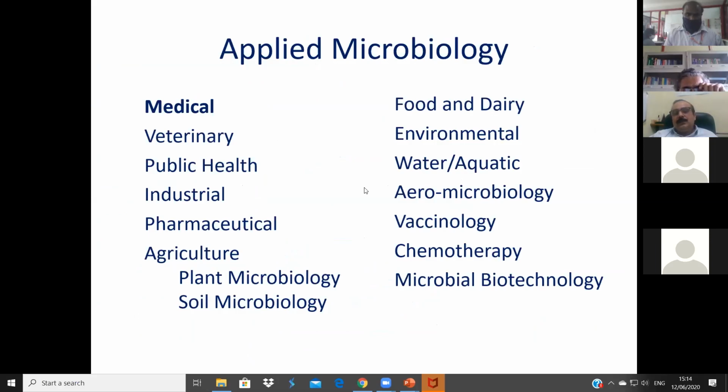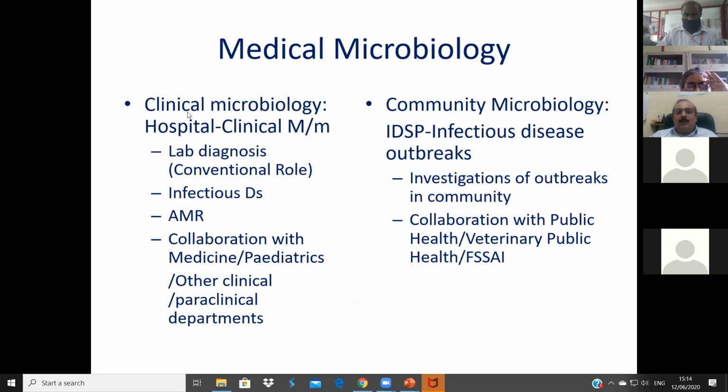We have different branches of microbiology, and medical microbiology is just one small branch of microbiology. What we have been doing all the time since long, we were restricting ourselves to laboratory diagnosis, and that was our conventional role. We were working on infectious diseases. Then antimicrobial resistance came and we started working on it. And slowly and steadily, we said that now we are clinical microbiologists. So from medical microbiologists, we became clinical microbiologists. We started interacting with clinicians on various conditions of the patient.